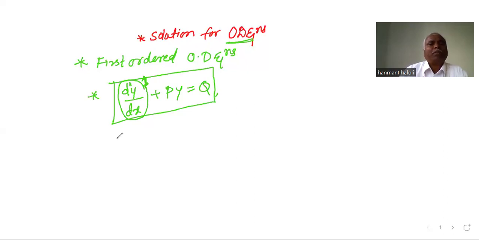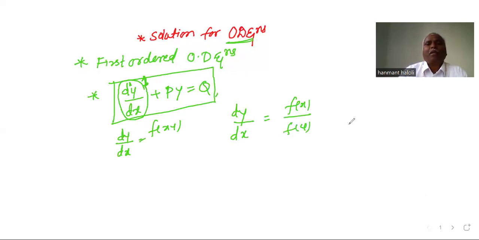Like that you get, suppose dy by dx equal to f of x, or dy by dx is equal to f of x upon f of y. Like that equations. Only one time differentiated, first order must be there in the equation. Such equations we call first order ordinary differential equations.